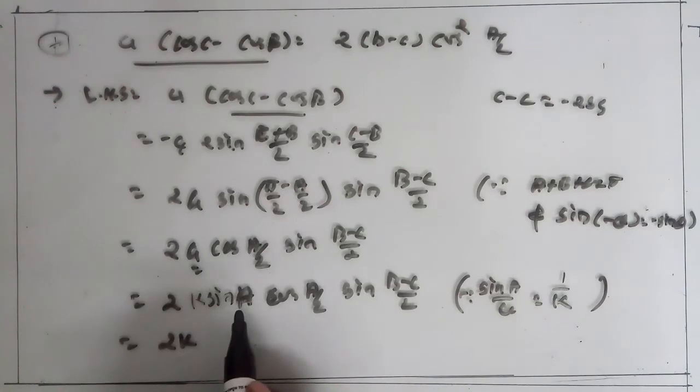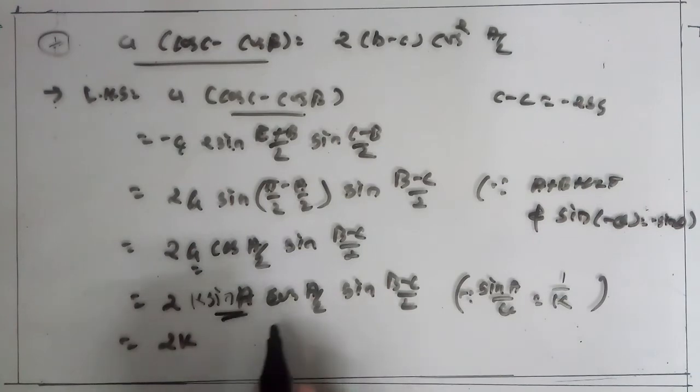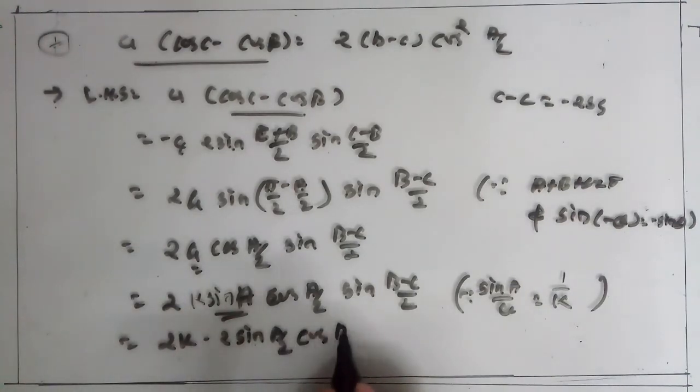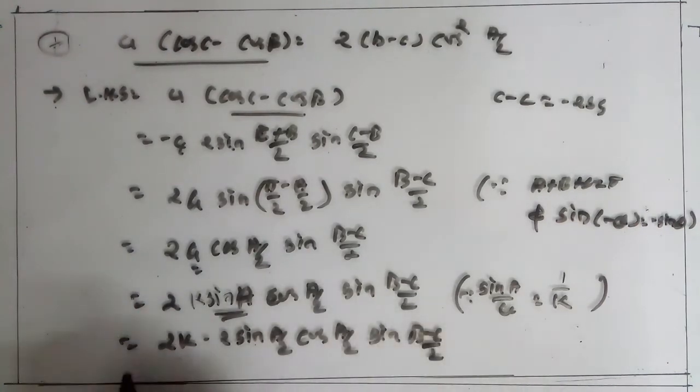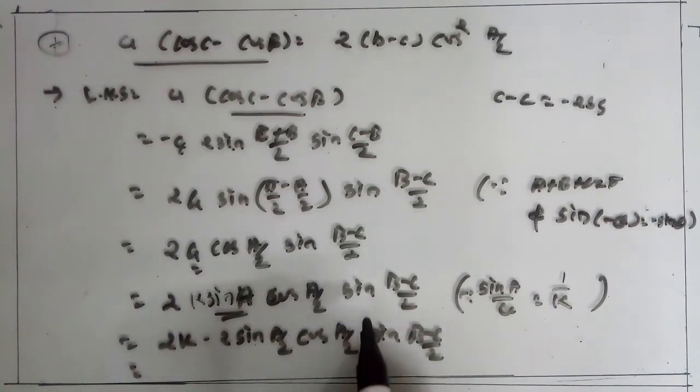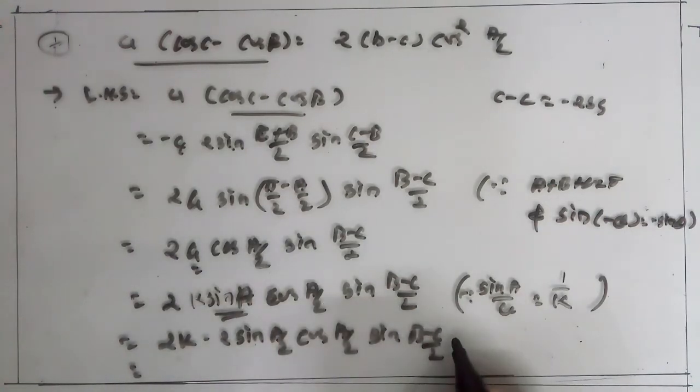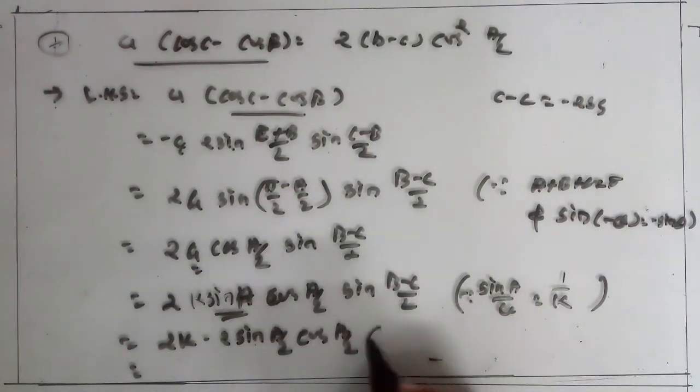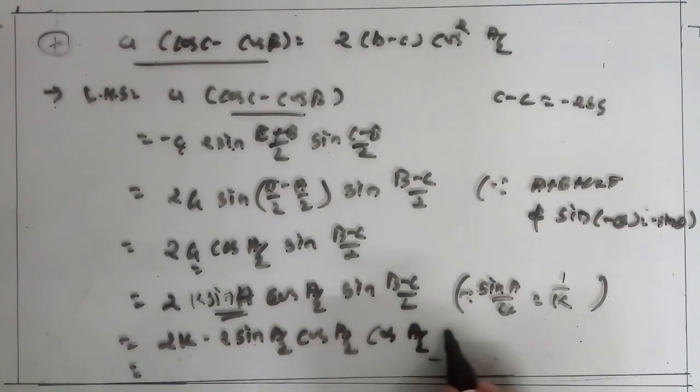Here, sin A by 2, change into the form of this: 2 sin A by 2 into cos A by 2 into sin (B minus C) by 2. Clear this? So it is equal to sin A by 2 cos A by 2 into this cos A by 2, also given. So first write this cos A by 2 into sin (B minus C) by 2.